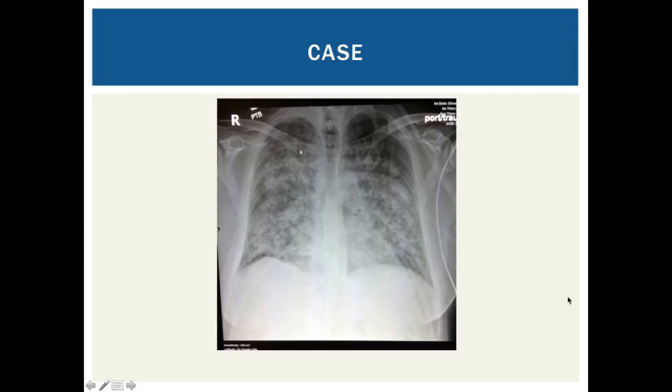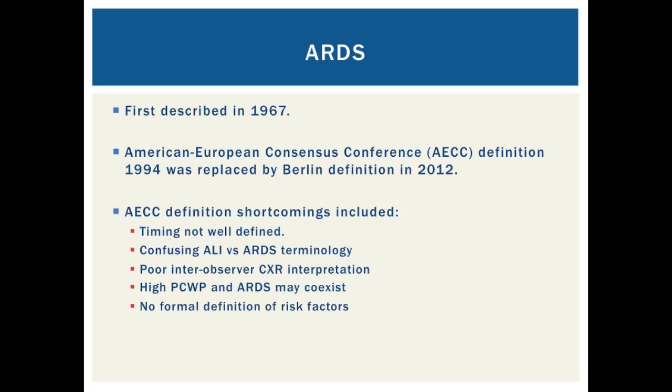Alright. I would describe this basically as bilateral patchy airspace disease. It's in the upper and lower lung fields. So what does she have? She has ARDS.